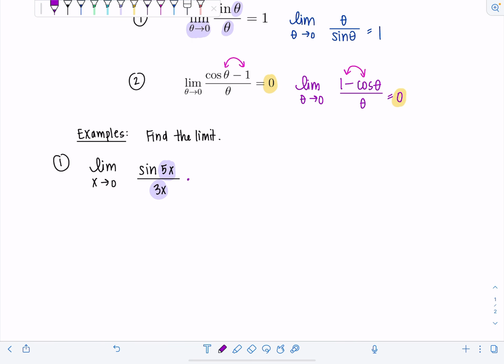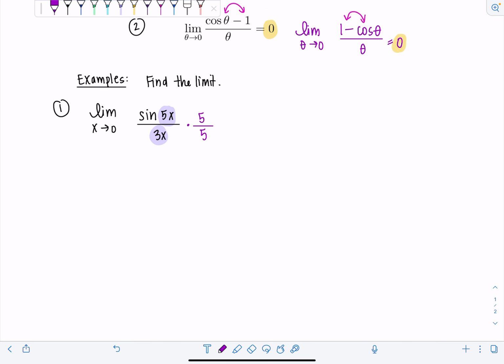Don't sit around feeling sorry for yourself. I'm just going to put a 5 in the denominator. And then to make sure that I'm keeping things equivalent to where they started, I'm going to have to multiply by 5 in the numerator as well. Okay, so now watch how I'm going to regroup everything.